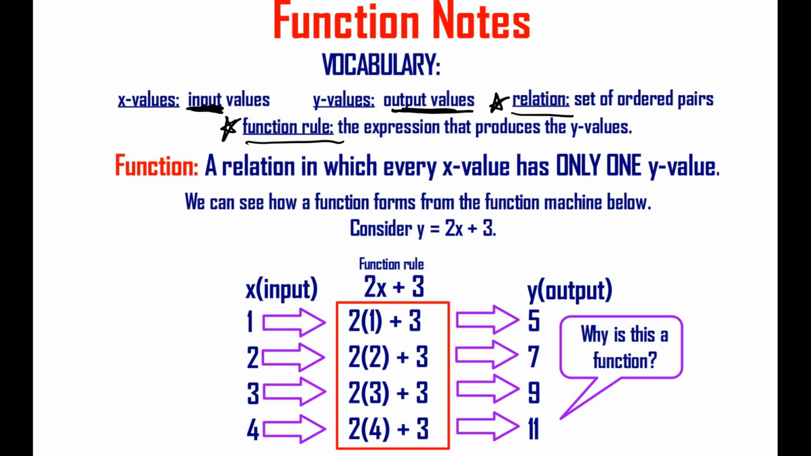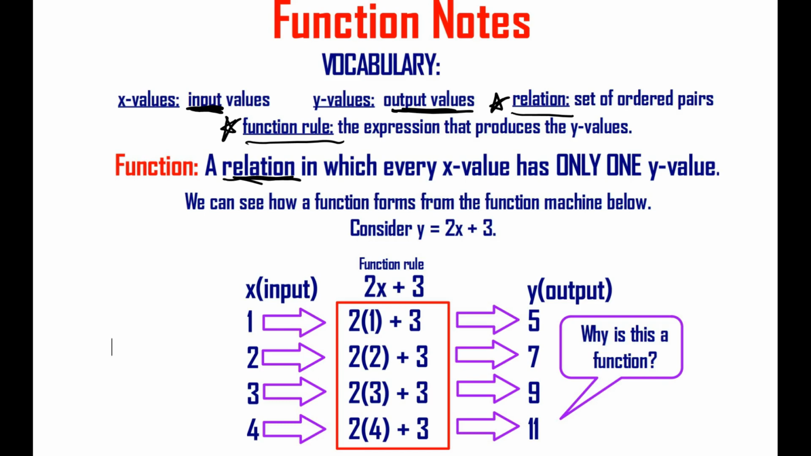So what is a function? A function is a relation. Watch this. A relation, which is a set of ordered pairs, in which every x value has only one y value. It's going to make a lot more sense. Okay, a relation in which every x value has only one y value. So what's a relation? A set of ordered pairs. So I can say a function is a set of ordered pairs where every x value has one and only one y value. We can see how a function forms from the function machine below.